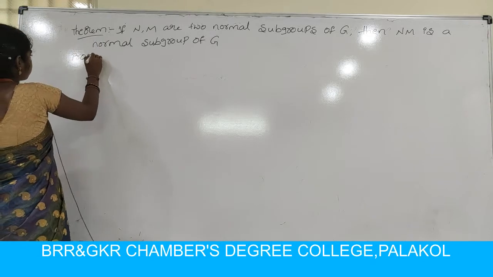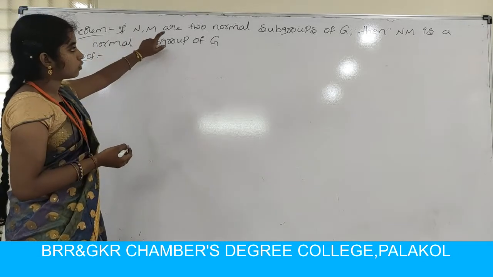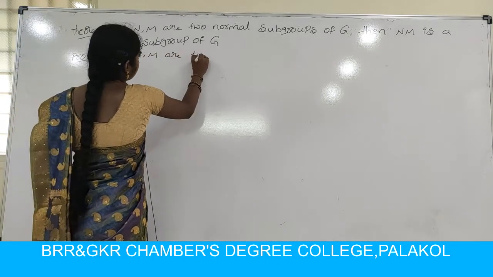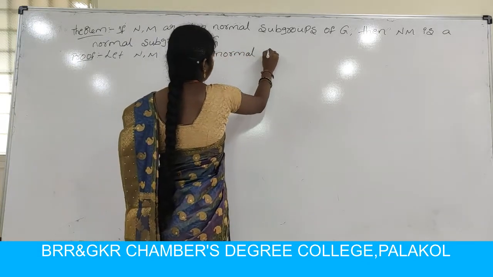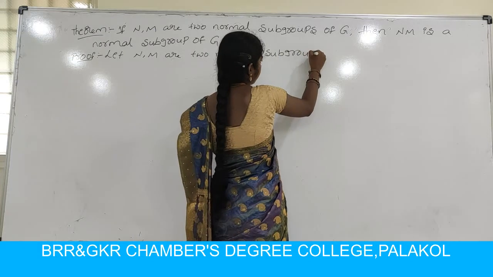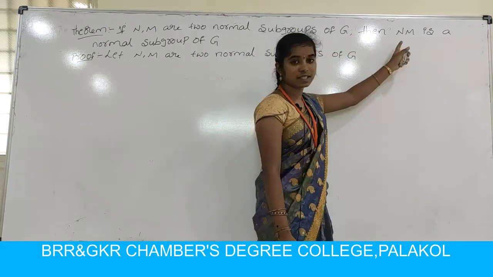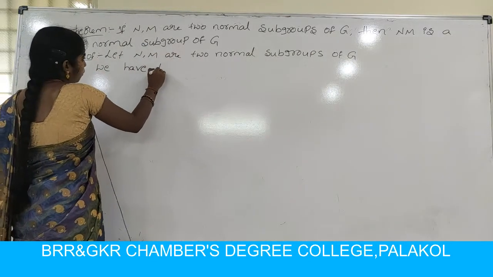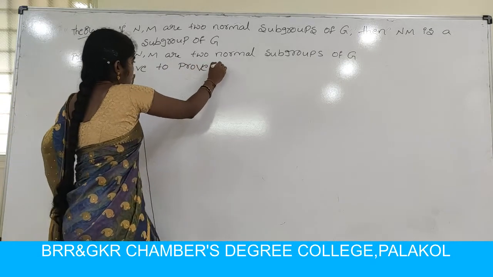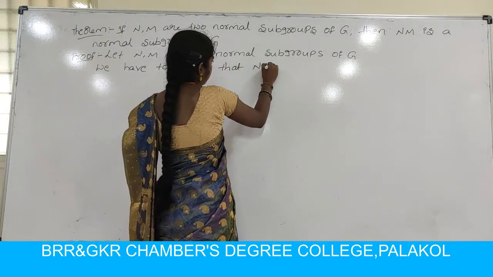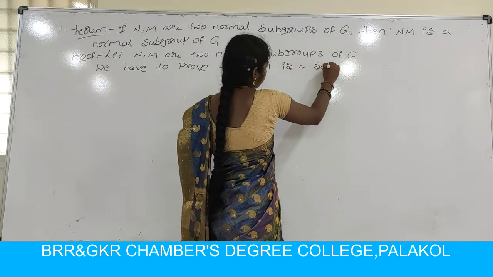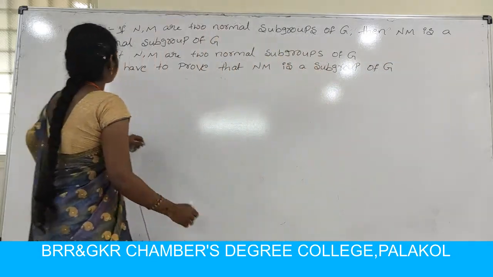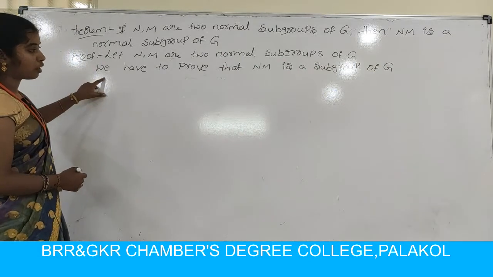So proof. First, given that N, M are two normal subgroups of Z. We have to prove that NM is a subgroup of Z.